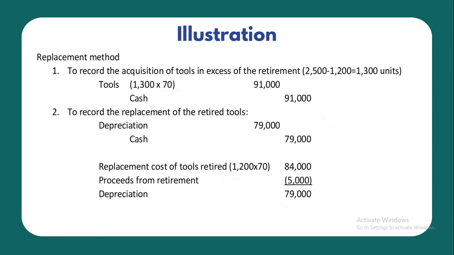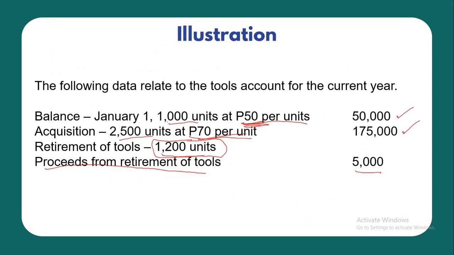Now, how about the replacement method? Okay? Under the replacement method, our acquisition shall be partly treated as replacement of the units retired. So, meaning to say, of the 2,500 acquired, 1,200 will be treated as replacement. And the remaining 1,300 will serve as new acquisition.